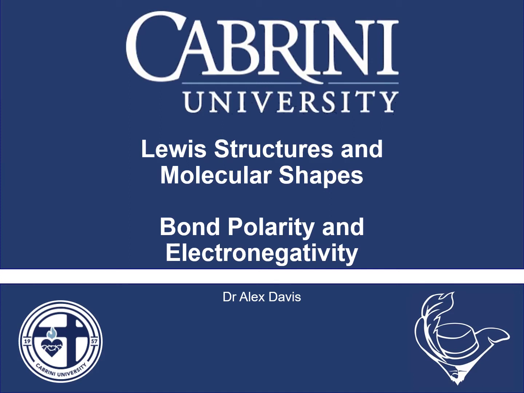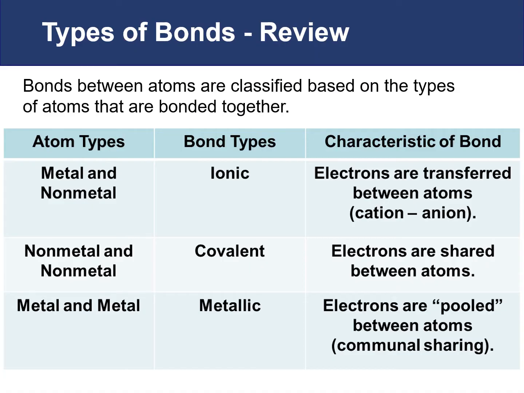In this video, we will be looking at bond polarity and electronegativity. Specifically, we will be interested in the degree to which electrons are shared between two atoms along a chemical bond. Chemical bonds are generally broken up into three different categories based on how the electrons are being shared between various atoms.